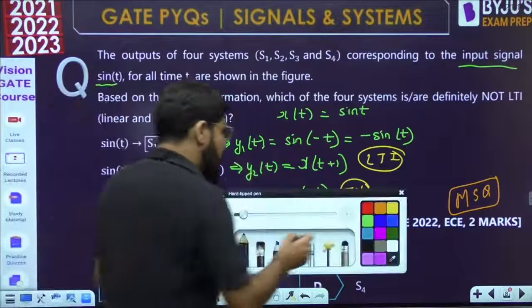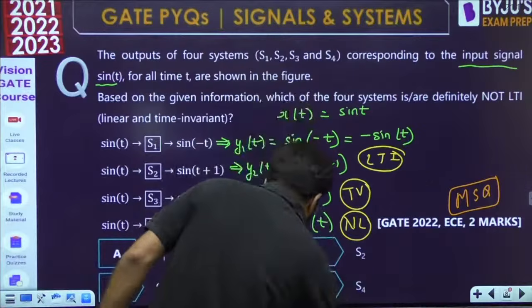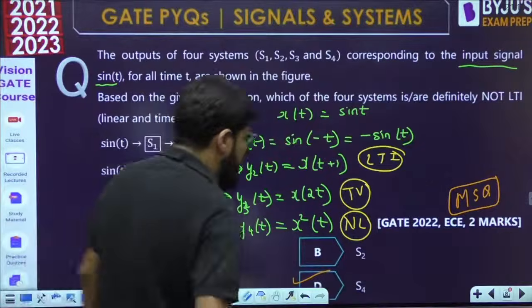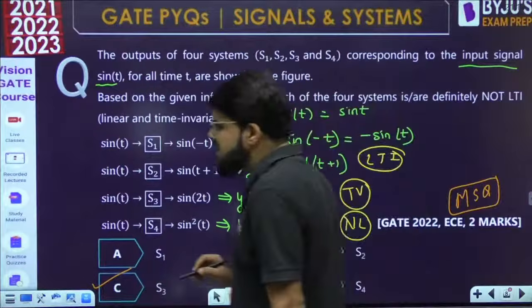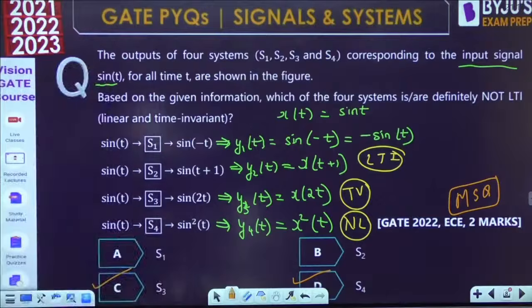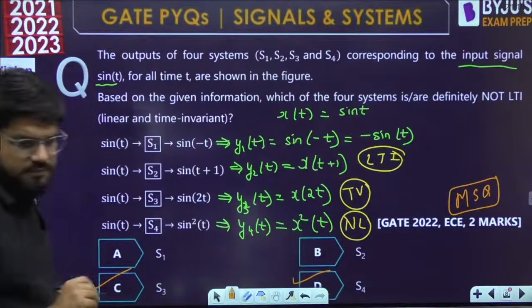So it is a multiple select question. Option number C and option number D, both are correct. The option number C, option number D. Okay?